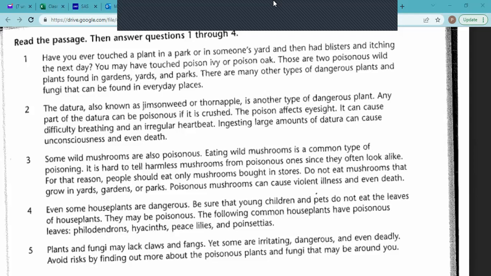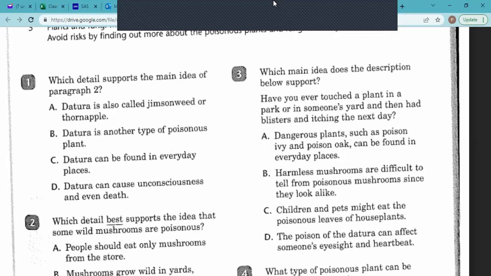Okay, so let's go down to your questions. Number 1, which detail supports the main idea of paragraph 2? A, datura is also called Jimson weed or thorn apple. B, datura is another type of poisonous plant. C, datura can be found in everyday places. D, datura can cause unconsciousness and even death.